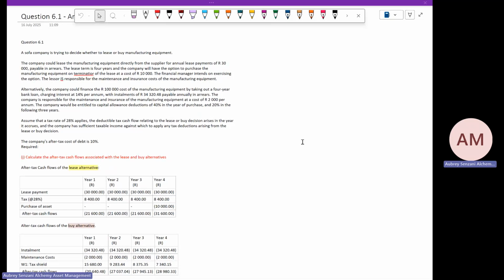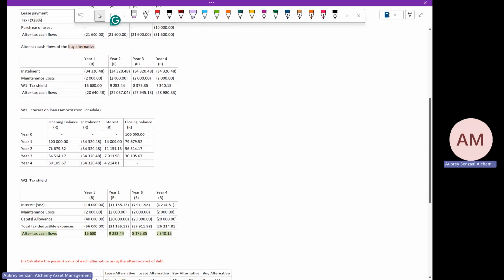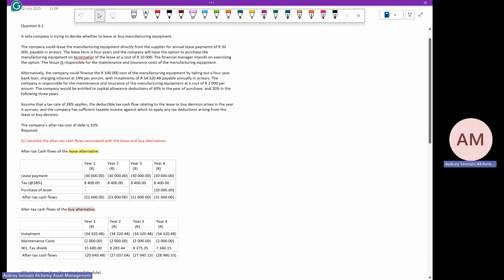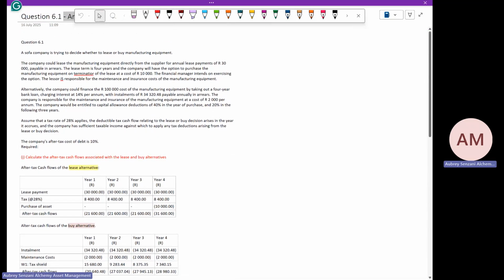So question 6.1. Under the required, they are asking 3 things there. They say, number 1, calculate the after-tax cash flow associated with the lease and the buy alternatives. Then it says calculate the present value of each alternative using the after-tax cost of debt. Then finally they say, should the company lease or buy the manufacturing equipment? Give reasons for your answer. All right. Now let's see what's happening in this question to give us more context.